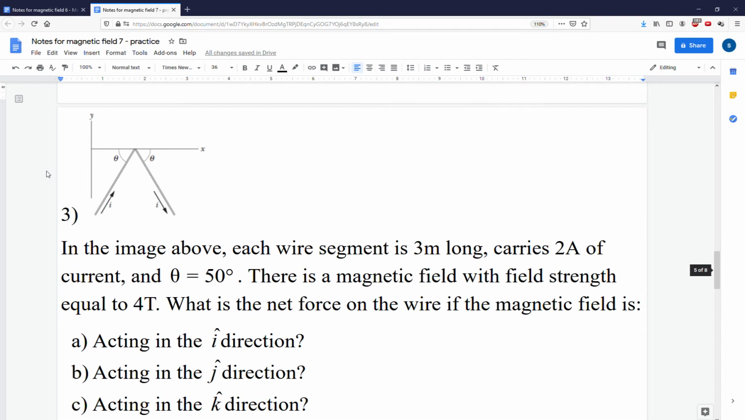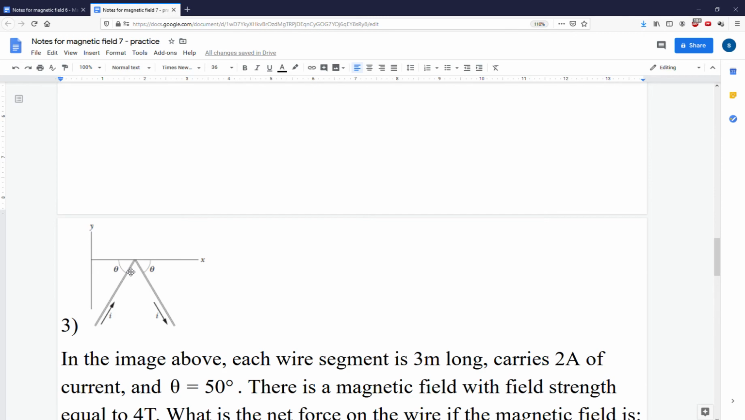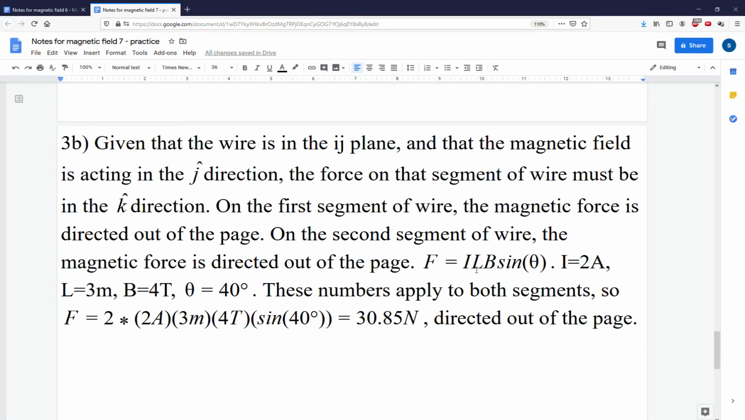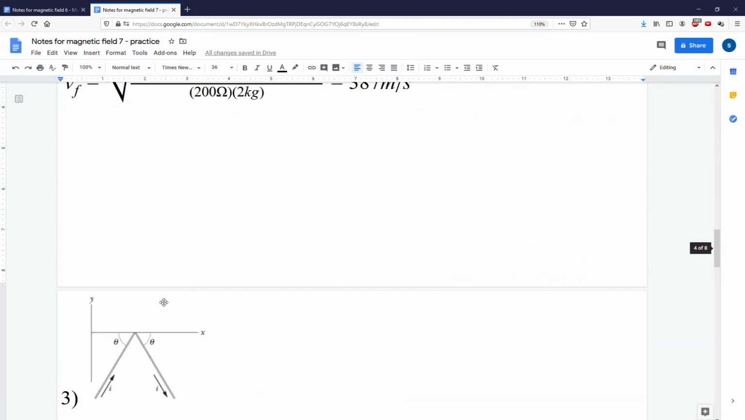Both wires are straight, and the magnetic field is constant, which means we can use the formula F is equal to ILB times the sine of the angle. Now current is 2 amperes, length is 3 meters, and B is 4 Tesla. But for direction, we need to be careful.